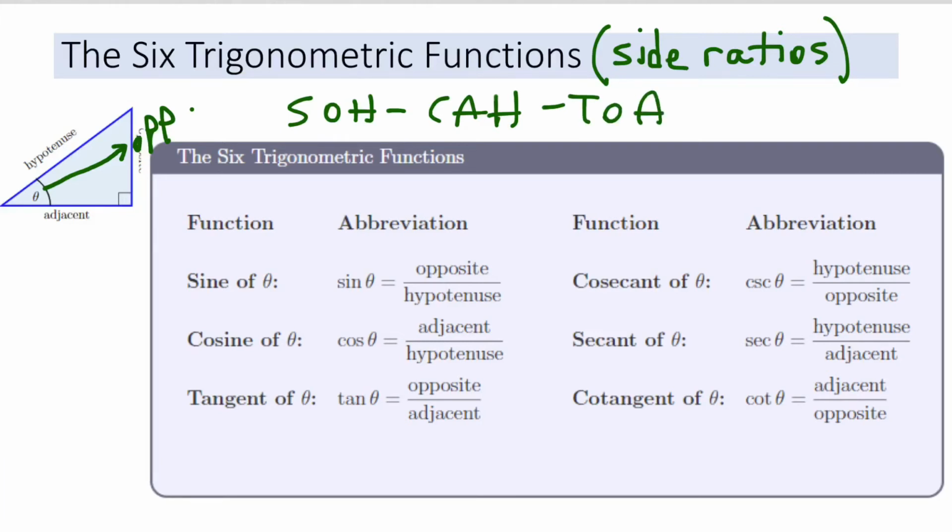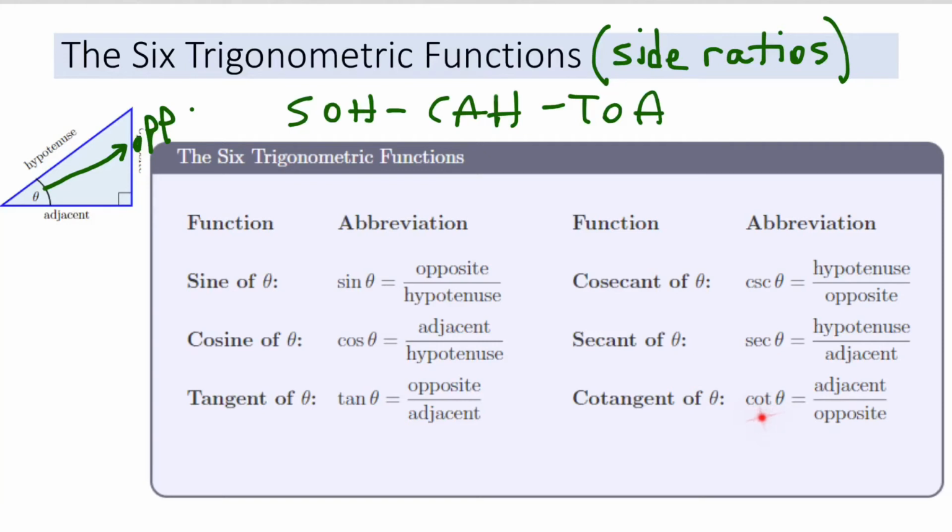So it takes the first letter. So if I'm talking about the sine, this S stands for sine, this O stands for opposite, and H for hypotenuse. So sine is opposite over hypotenuse. Cosine is adjacent over hypotenuse. And tangent is opposite over adjacent. So you can use this to develop these, and once you have these, you flip them over to develop these.